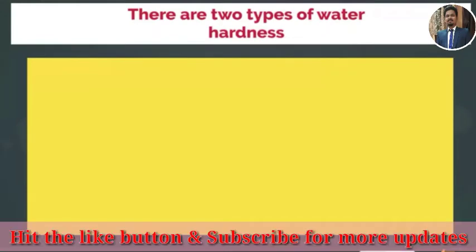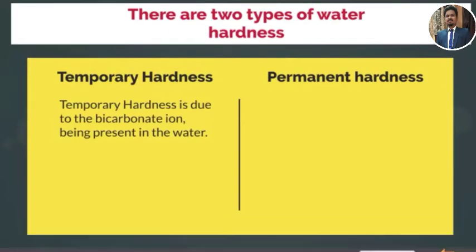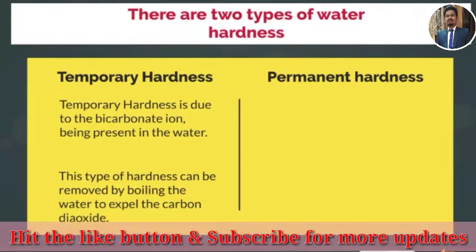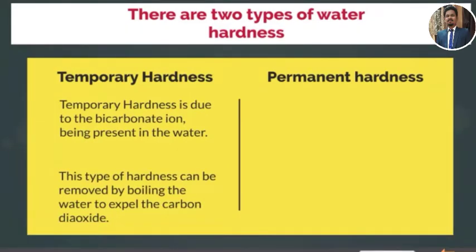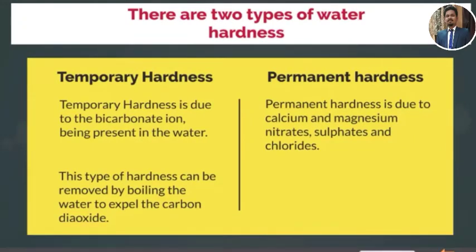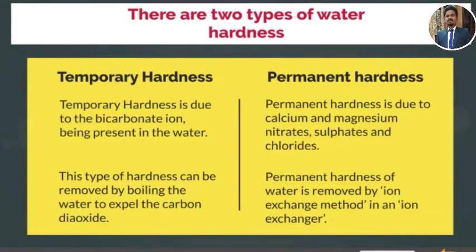There are two types of water hardness, temporary and permanent. Temporary hardness is due to the bicarbonate ion being present in the water. This type of hardness can be removed by boiling the water to expel the carbon dioxide. Permanent hardness is due to calcium and magnesium nitrates, sulphates, and chlorides. This type of hardness cannot be eliminated by boiling. Permanent hardness of water is removed by the ion exchange method in an ion exchanger.